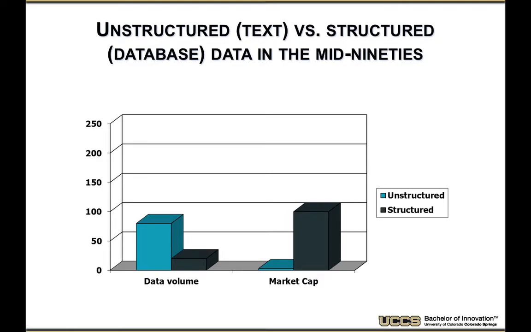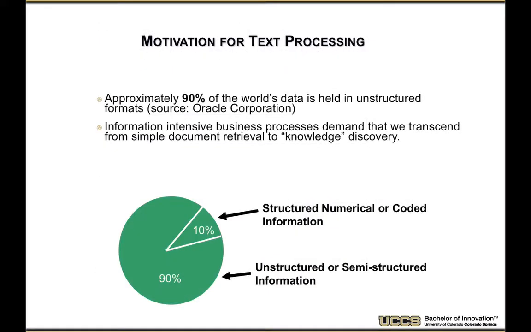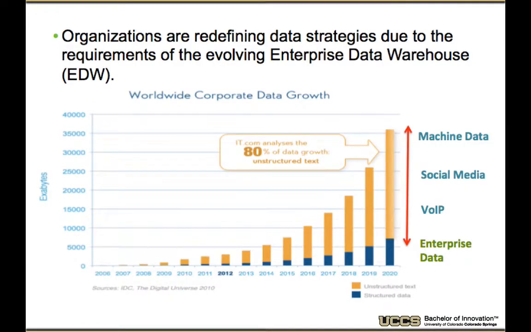In the mid-90s, the data volume of unstructured text was larger than structured, but the structured market cap was much larger. But we were just beginning in the mid-90s to really understand how to deal much better with unstructured text. If we now look, Oracle now reports that about 90% of the world's data is held in unstructured formats, much larger than it was in the mid-90s, or it probably was that much in the 90s, we just didn't know how to get to it. And much less of it is numeric or structured coded data. So we're going to have to look at how do we get that data out.